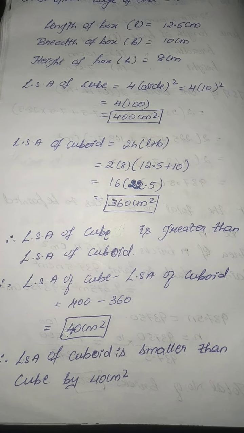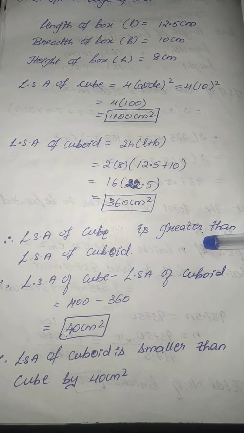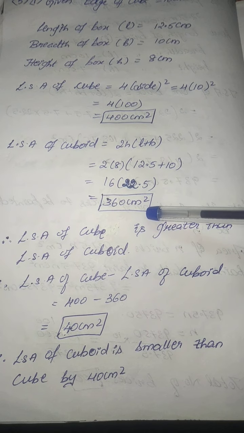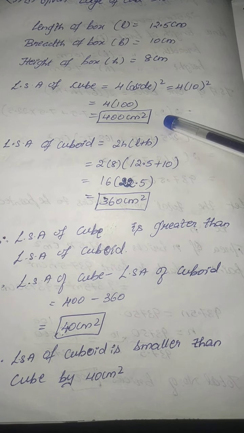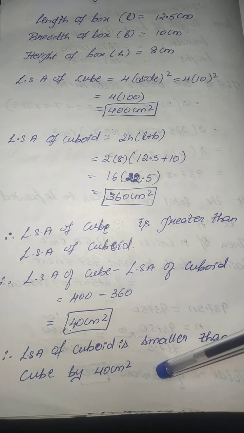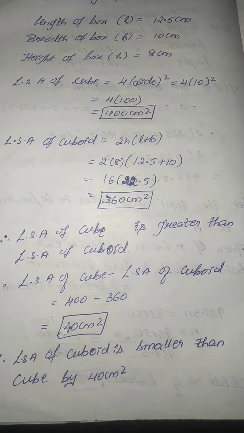As I said before, it is a comparison question, children. Hence, LSA of cube is greater than cuboid. Can you see here? Cube is 400 and cuboid is 360. By how much they have asked, on subtraction I get 40 centimeter square. So, finally, I write LSA of a cuboid is smaller than cube by 40 centimeter square.